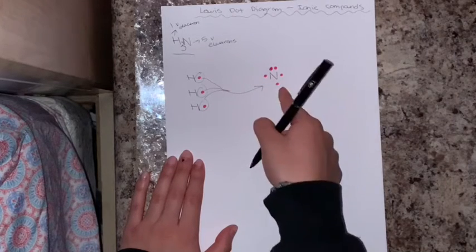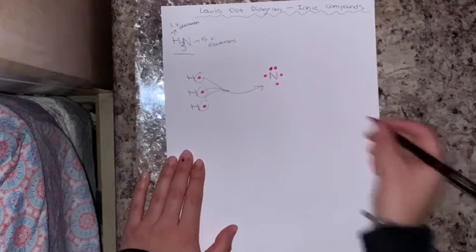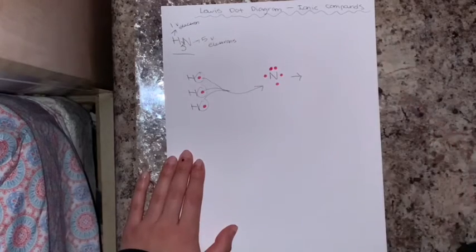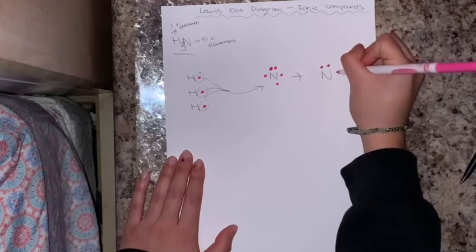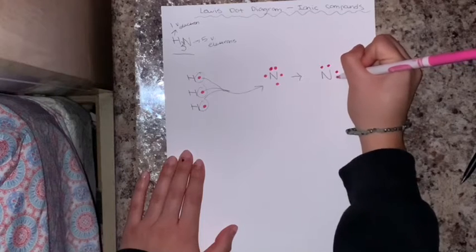So hydrogen is going to give its electrons to nitrogen. And here we're going to redraw it again. Nitrogen with the complete octet rule.